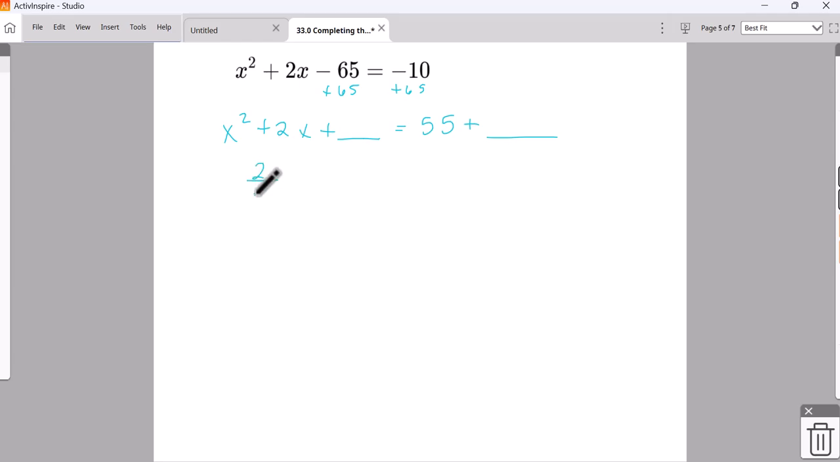So 2 divided by 2, that's 1, and then we're going to square it, and so 1 squared is just 1. So we're keeping the same thing on both sides, keeping our equation balanced. And so I have x plus 1 all squared is equal to 56. And that's where we can stop.